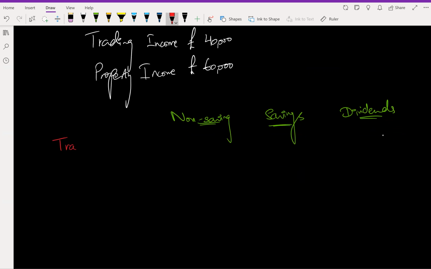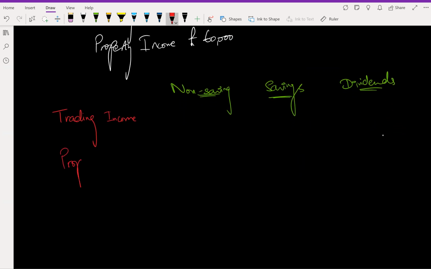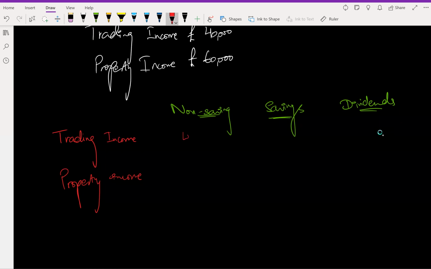All right, so the first thing was to identify what income you're earning. Second step, categorize the income into three different categories. There are only three categories, not more than three. Trading income and property income, done. Perfect. 40,000, 60,000, you add it up. That's called total income.